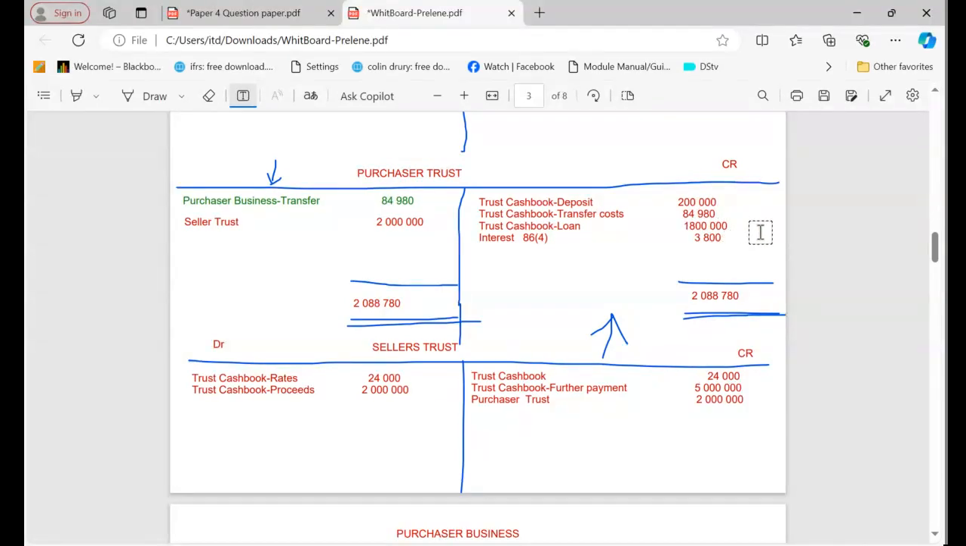Double check. Okay. 200,000 plus. Think maybe you made a mistake somewhere. Yeah, I think I put a deposit. So, because if you say 2, this is 2 million 8. If you add, just double add these four figures once again. 2,084,980. Yes. Okay.